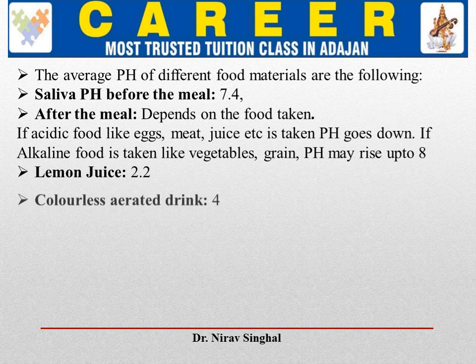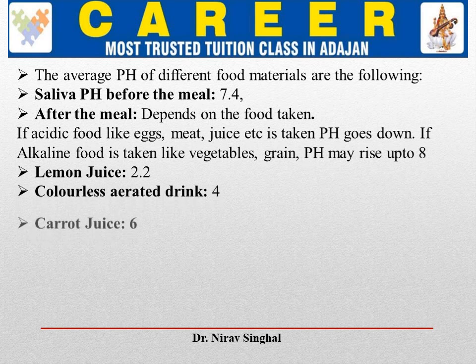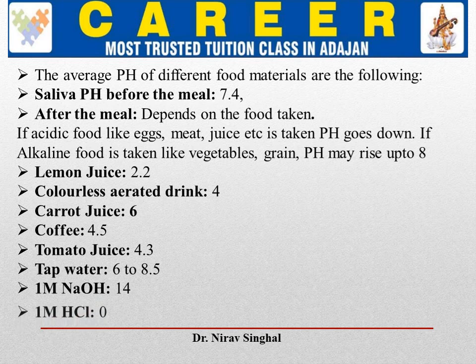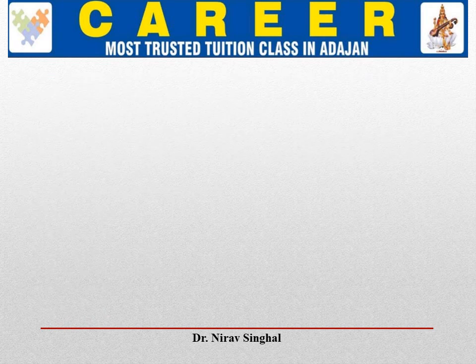Lemon juice 2.2, soft drink 4, carrot juice 6, coffee 4.5, tomato juice 4.3, tap water 6 to 8.5 depending on what kind of condition is in our surroundings. NaOH 14 because it is basic in nature, and HCl 0 because it is acidic in nature.